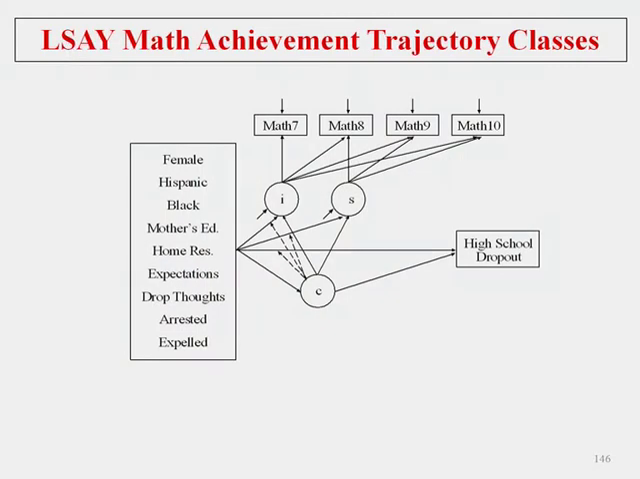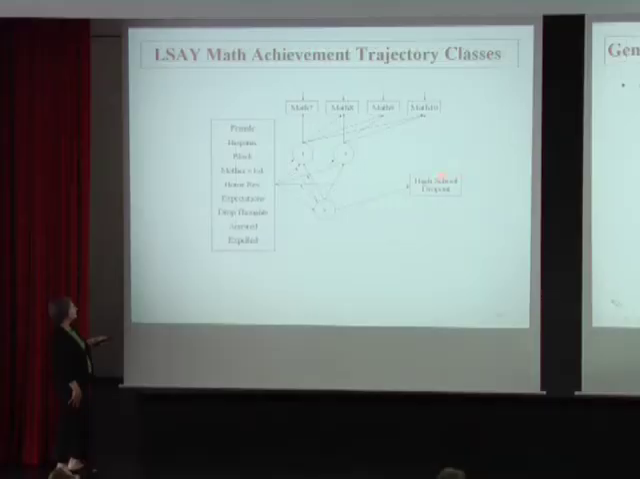Now here's a path diagram of the model that we estimated. So you can see here we have, first of all, our math outcomes with residuals. We have high school dropout as a distal outcome. We have a set of observed exogenous covariates. And let's go through the model and discuss the specifications and what they mean.